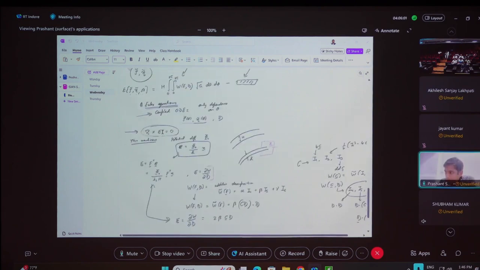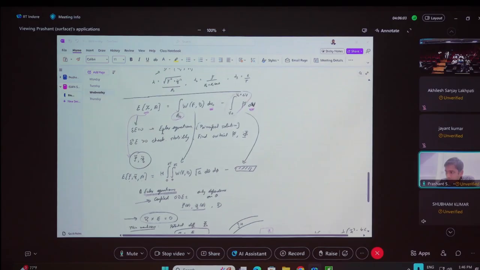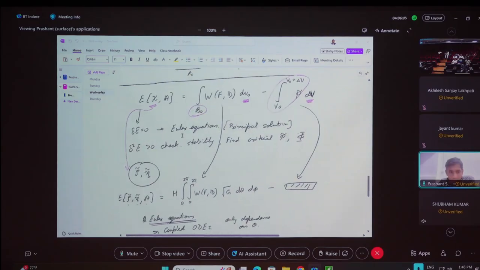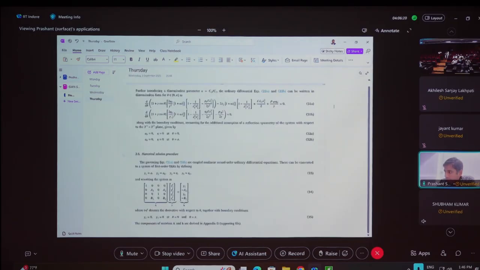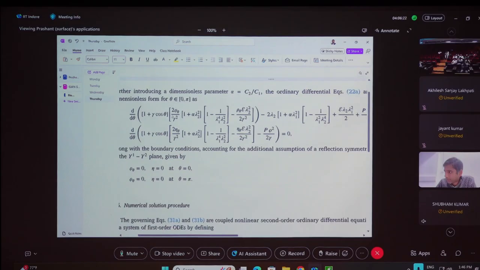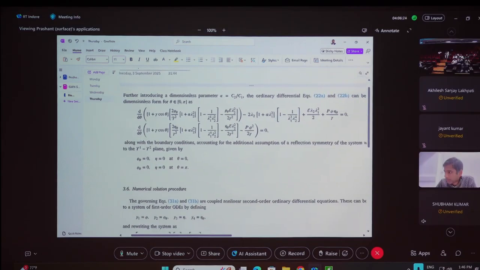and let me show you exactly what I meant by the Euler equation. So this is, if you take the first variation of the energy, which is this W of F comma D, and then the pressure term, your equations end up looking like the following. So I've just copied this part from my paper.